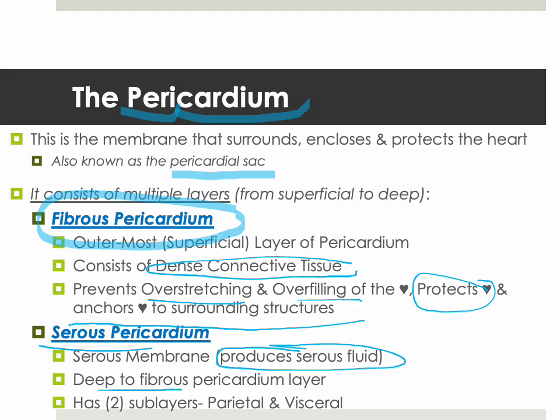This deep serous pericardium has two sublayers, a parietal layer and a visceral layer. We have seen this with the lungs as well as the peritoneum. I hope at this point it makes sense which side is the visceral part and which is the parietal part.